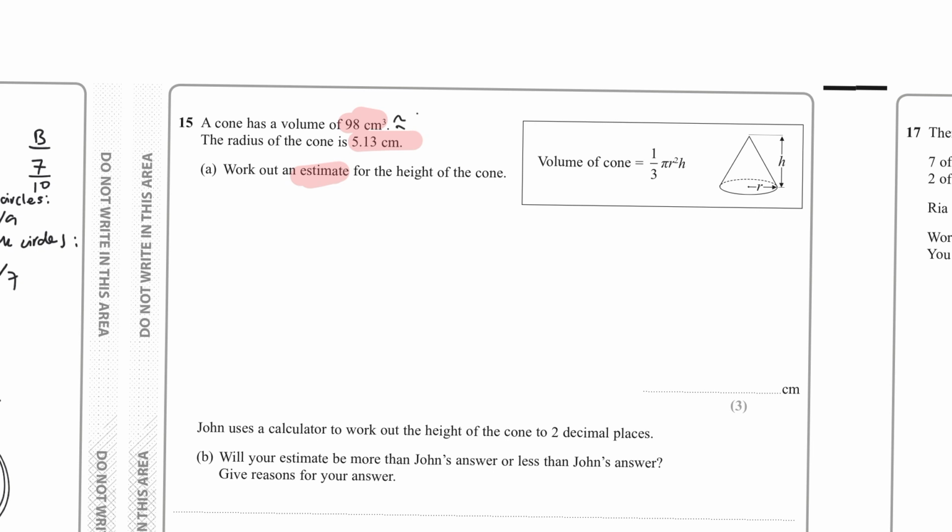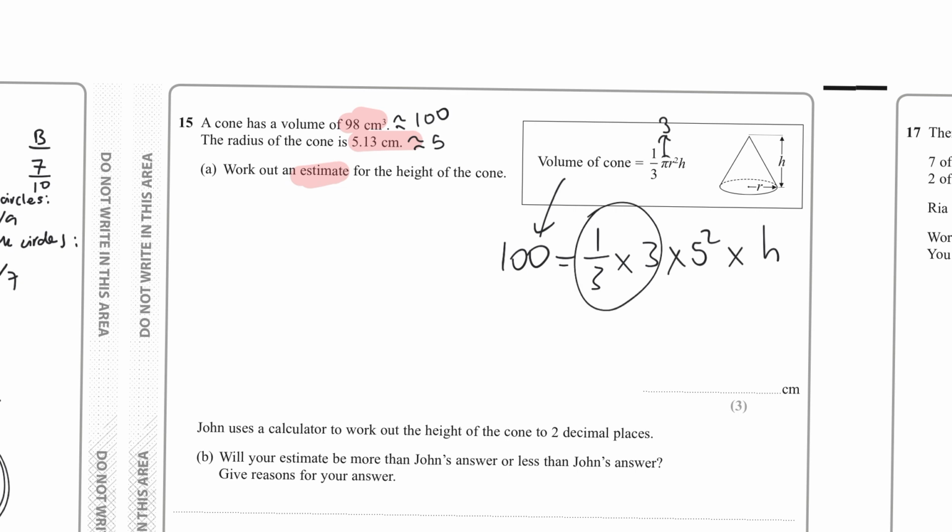So let's round 98 to 100. That's a nice number. And let's round 5.13 to 5. And then for pi, we're going to end up using the value of 3, because 3 is a nicer number for pi when you don't have a calculator. So I'm going to input all the values. So volume is 100, equal to a third, times 3, which is our pi, times radius squared, which is 5 squared, times the height that we're trying to work out. So a third times 3 will cancel out into 1. So that will be 100 is equal to 5 squared times height. 5 squared is 25.